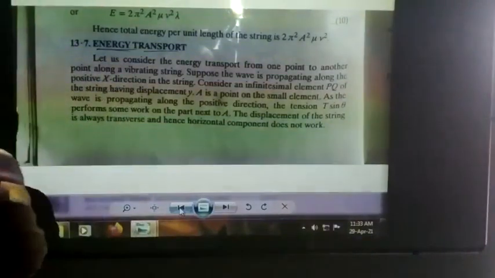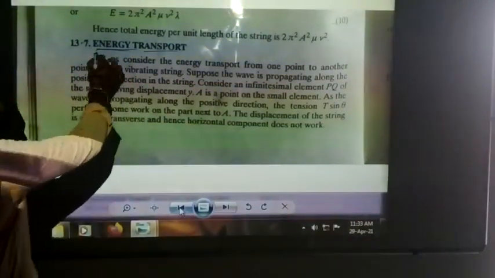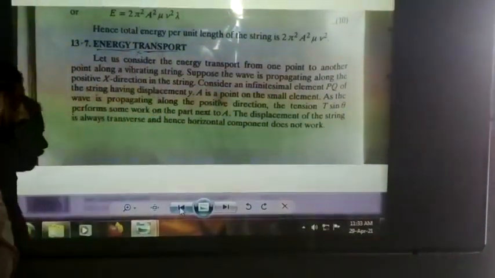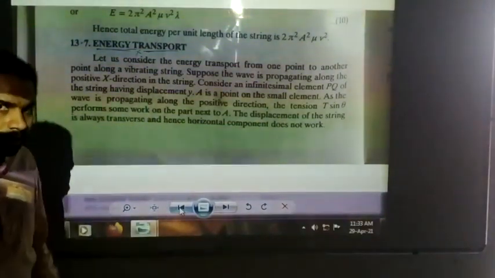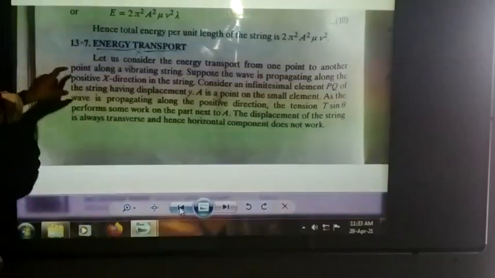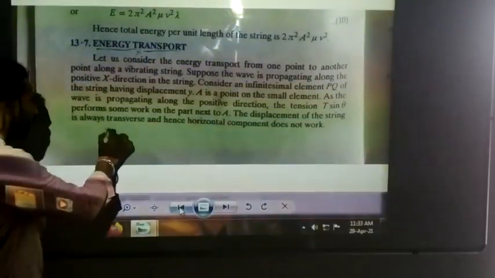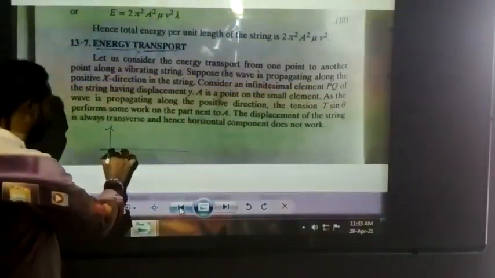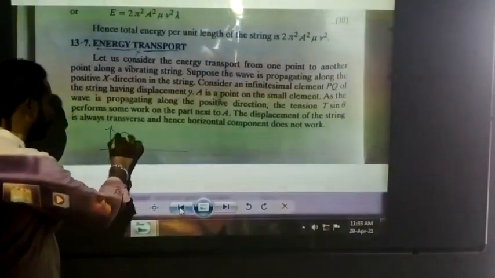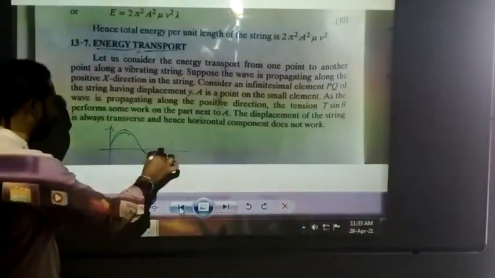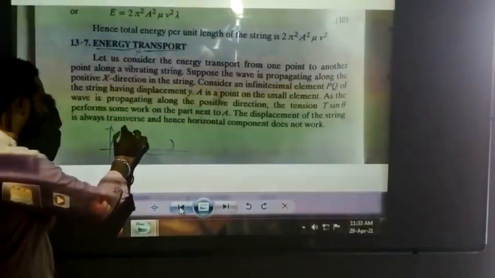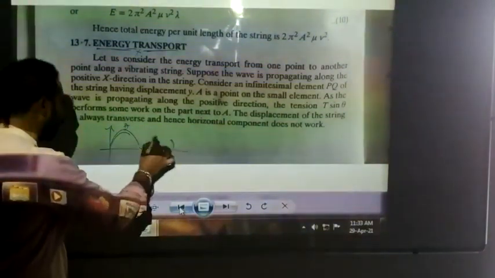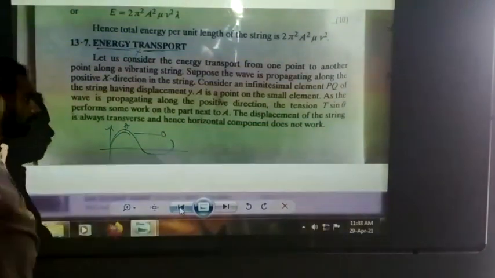Now in today's class we are learning about energy transport. What is energy transport? In this topic we learn how energy is transported in a string from one point to another point, from point A to point B. We will learn that.